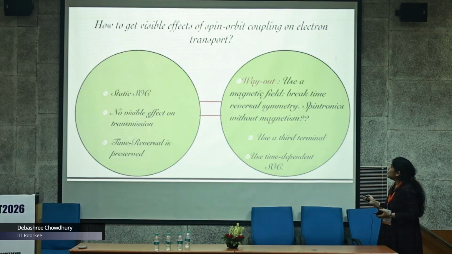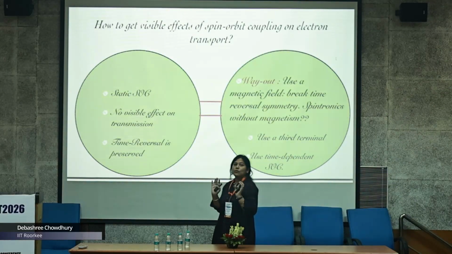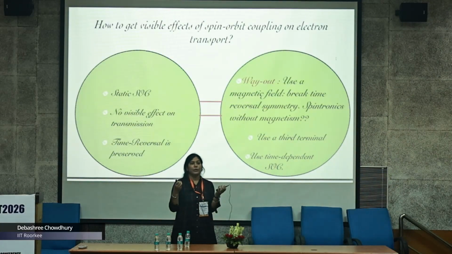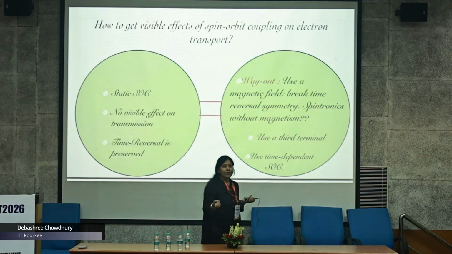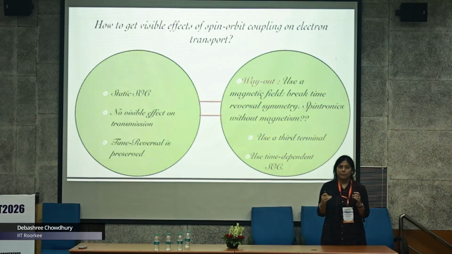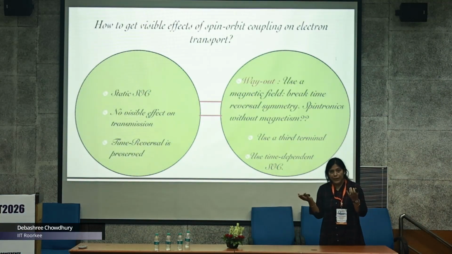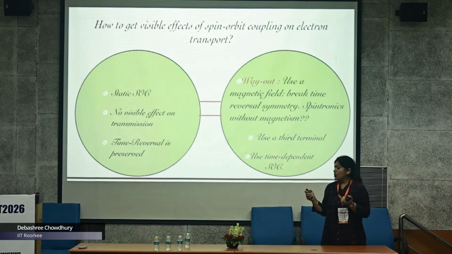So what is the way out? Why are we looking for a way out? Because we don't have the spin polarization in presence of static spin-orbit coupling. So we want to have some time reversal symmetry breaking in the system. So how to do that?